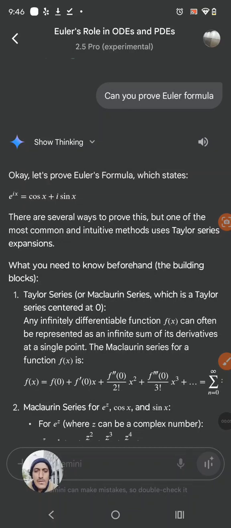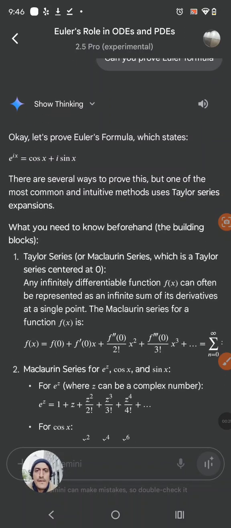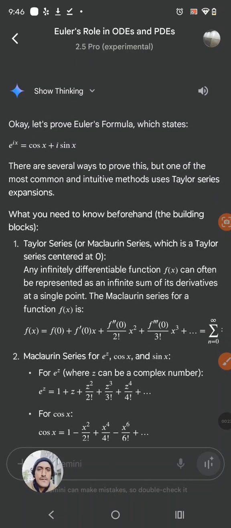Hello. So I'm going to use Gemini 2.5 Pro, asking it as a theorem prover. Can you prove Euler's formula, that is e to the power ix equals cos x plus i sin x? So let's listen.